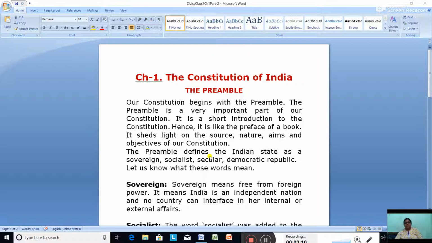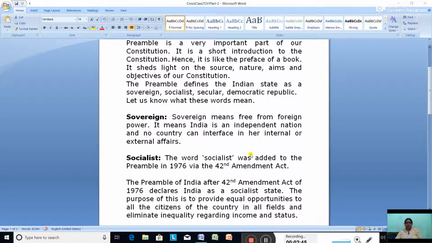The preamble begins with the words, We, the people of India. It implies that the people of India are the source of our constitution. Next, remember that the preamble defines the Indian state as a sovereign, socialist, secular, democratic and republic. So let us know what these words mean.